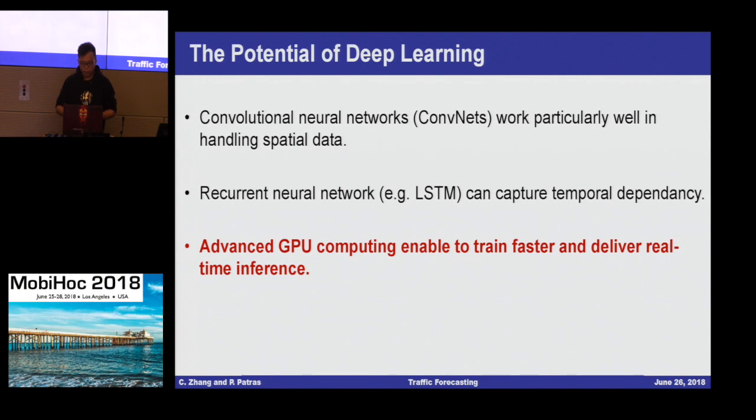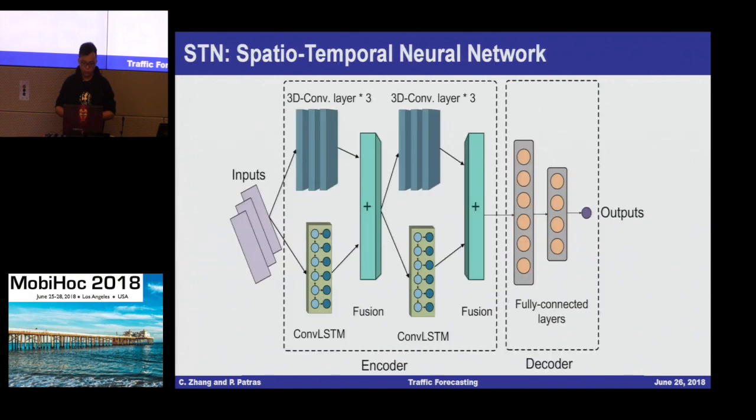The most important thing is that GPU computing enables us to train a neural network at faster speeds and customize to the data needs, and it can deliver real-time inference. This is really important for the forecasting problem. This inspired us to design a deep learning architecture tailored to this problem.